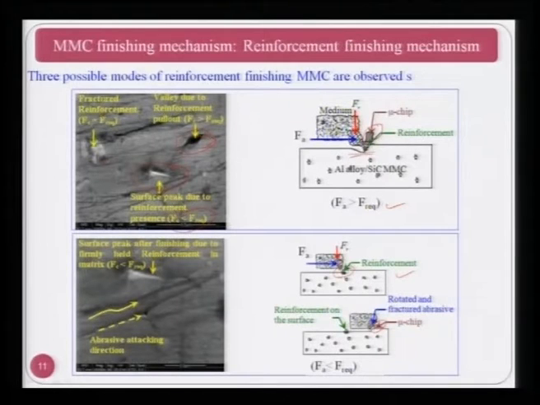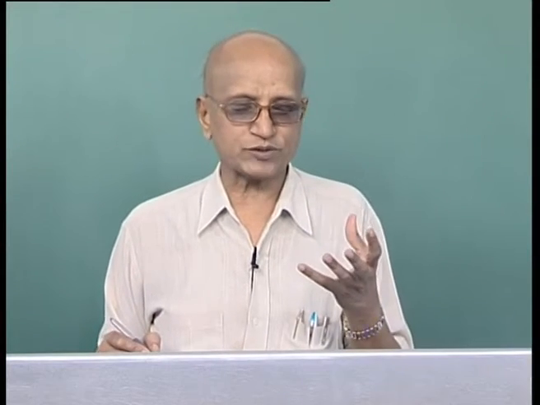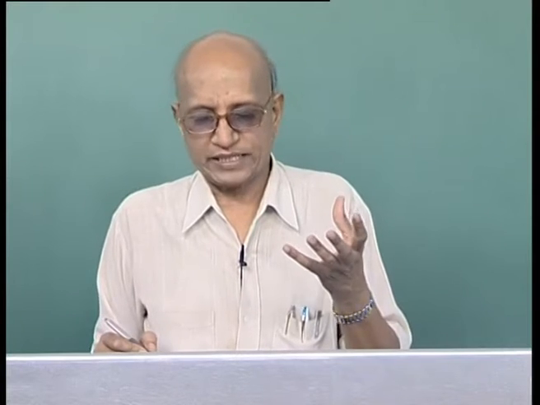Now, the abrasive attacking direction is shown in the last figure over here, and you can see some valleys where pull out of the abrasive particle or reinforcement has taken place, depending upon what kind of obstruction. Here if you see, reinforcement is there, so the abrasive particles of the medium have changed the direction of motion. So, that is how material removal in metal matrix composite really takes place, and it is quite complicated as compared to simple alloy or other materials.